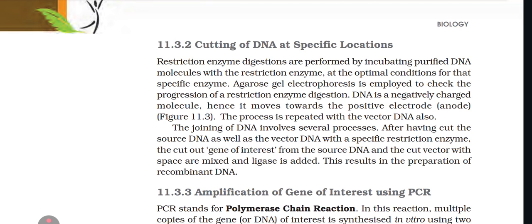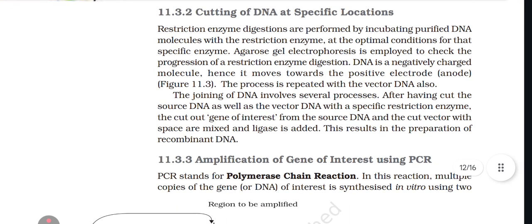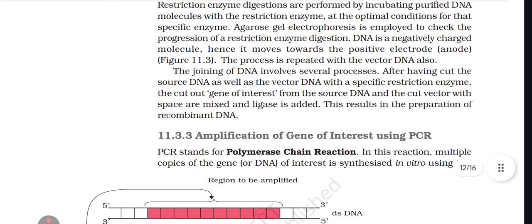The joining of DNA involves several processes. After having cut the source DNA as well as the vector DNA with a specific restriction enzyme, the cut-out gene of interest from the source DNA and the cut vector are mixed and ligase is added. This results in the preparation of a recombinant DNA.